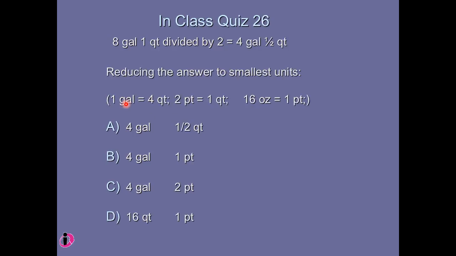But if I want to reduce it to the smallest term, so your answer is 4 gallon half quart, but you see here I can convert it from quart to pint, because half quart means 1 pint, right? So that becomes 4 gallon 1 pint. If I convert it to the lower term, since this is half, the right answer is B.